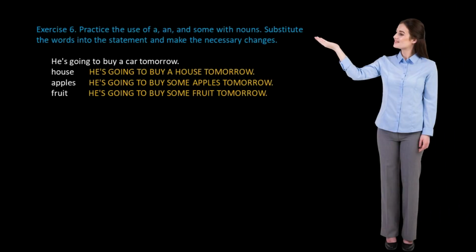Exercise 6. Practice the use of a, an, and some with nouns. Substitute the words into the statement, and make the necessary changes. For example, he's going to buy a car tomorrow. House. He's going to buy a house tomorrow. Apples. He's going to buy some apples tomorrow. Fruit. He's going to buy some fruit tomorrow.